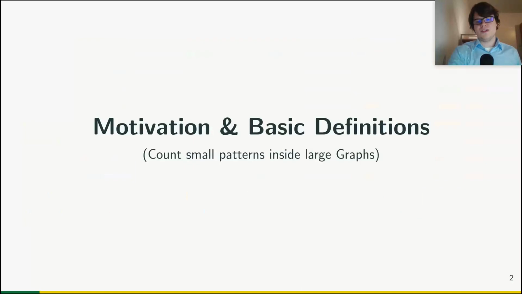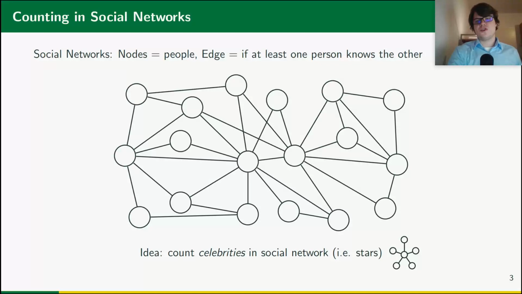So let me quickly give you some motivation and basic definitions. This talk is all about counting small patterns inside large graphs. So imagine that you have some social network where the nodes represent people and the edges represent if people know each other. Then of course such a social network has a lot of patterns, and we would like to see how much these patterns appear in such a network in order to figure out some stuff about a network and compare different networks.